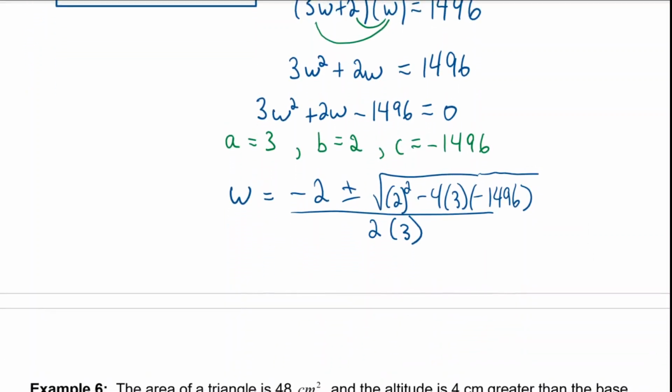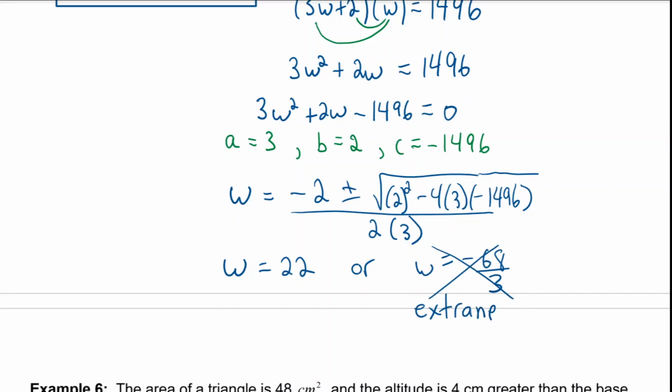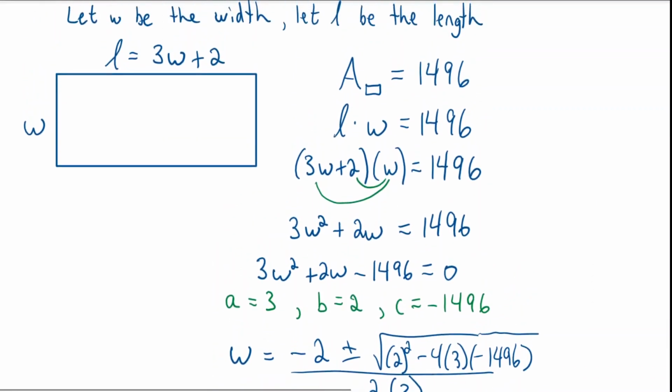Doing this in your calculator or in your head, whatever, you're going to arrive eventually at W is 22, or W equals negative 68 over 3. Now, it doesn't make sense to have a negative width. So this one answer that's negative is called an extraneous solution. So we're left with the positive version, which is W equals 22. And does that make sense? Well, we'll find out in a second.